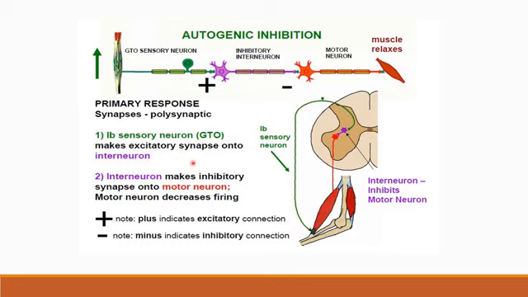If you don't understand, you can see a video. In YouTube you can type clasp-knife reflex and see the animated video there. It is sudden relaxation of the triceps muscle causing the arm to flex, exactly like closing a jackknife.